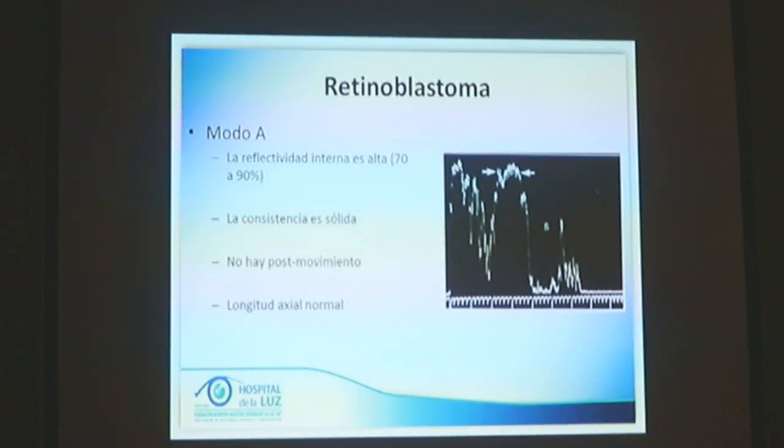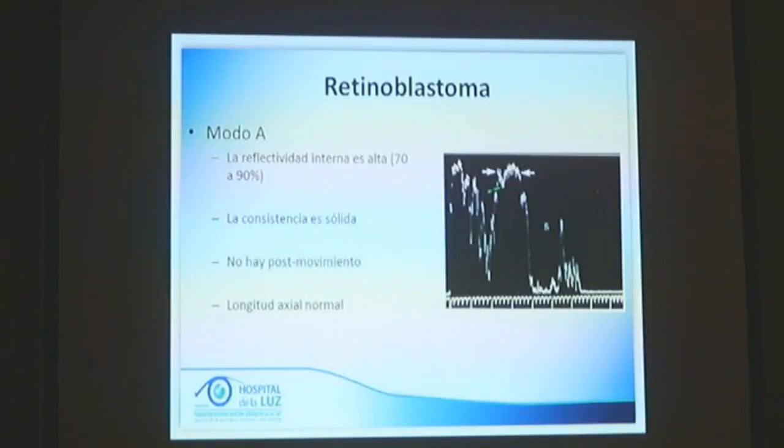En el modo A se va a ver muy similar. Es una reflectividad interna alta, arriba del 70-90%. Si en el ultrasonido estandarizado incidimos en el tumor y le ponemos configuración de tumoración, vamos a encontrar la lesión y el equipo va a decir reflectividad interna y te va a poner un porcentaje: 30, 40, 50, 70, 80, 90, dependiendo por dónde esté incidiendo. Cuando son lesiones con ese tipo de tumoración, te va a poner una reflectividad de arriba del 80%.